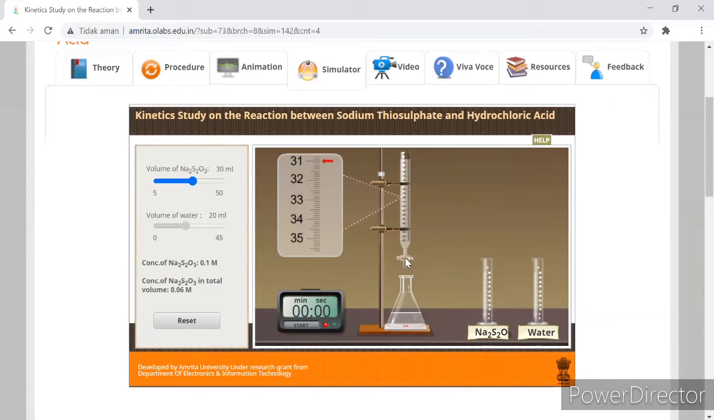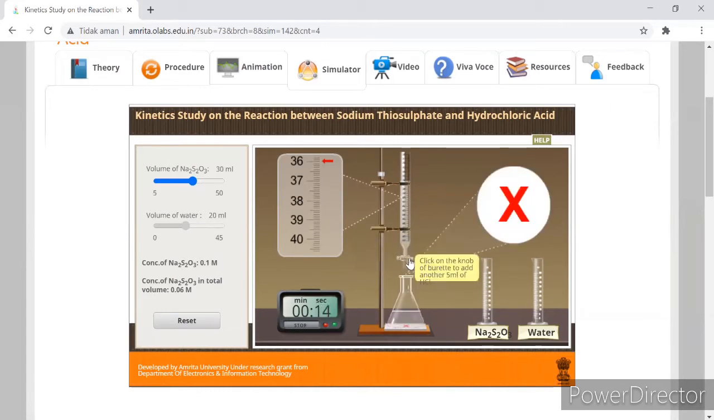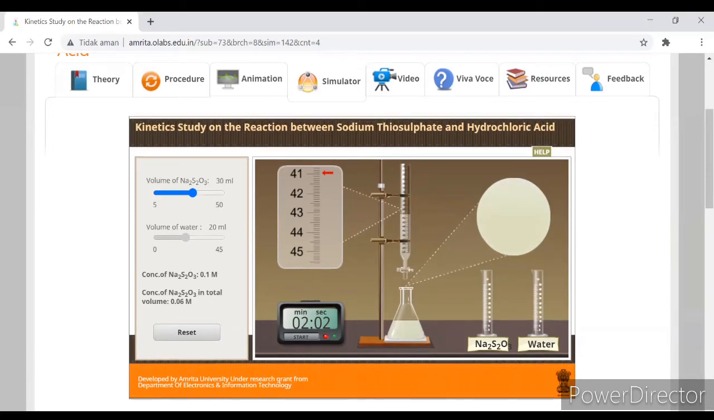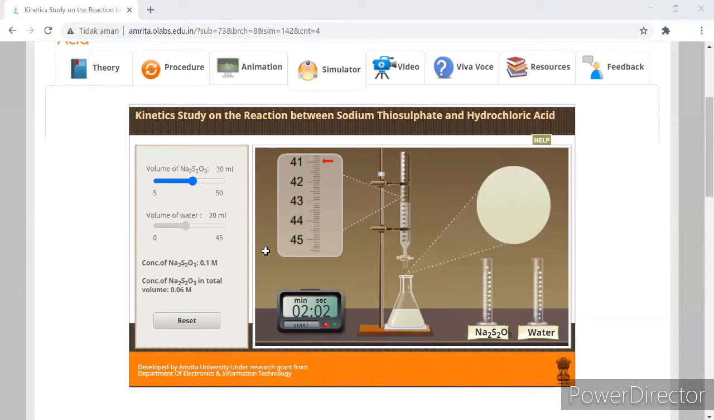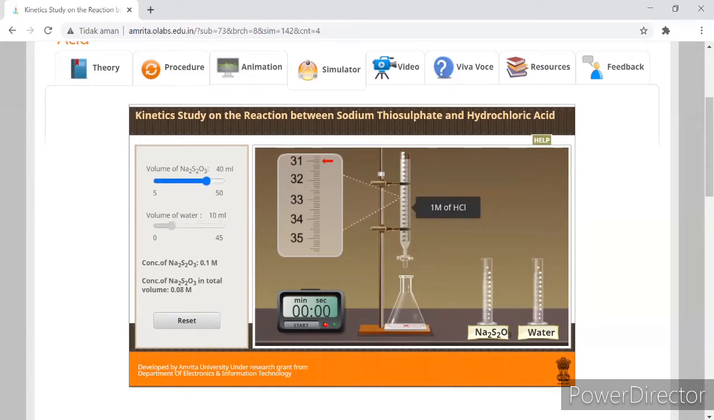Pour it again like this, shake it, click again. Okay, by doing the experiment, we can see that the time is shorter than before. This one is for 40.